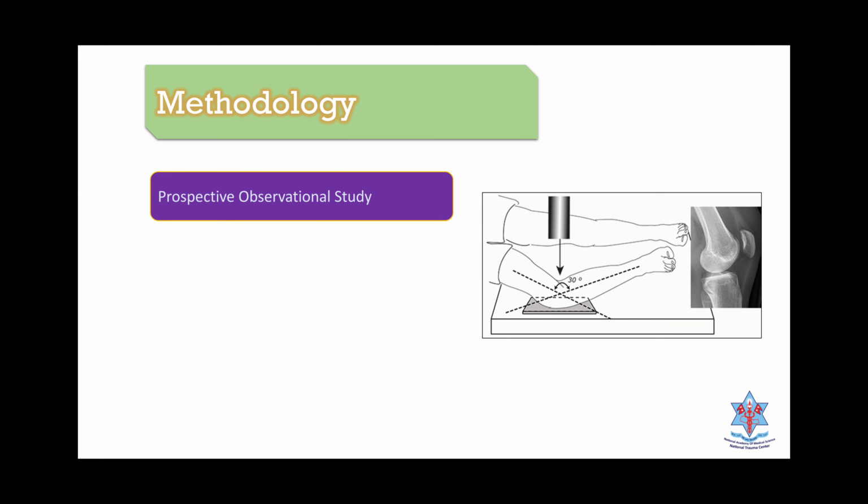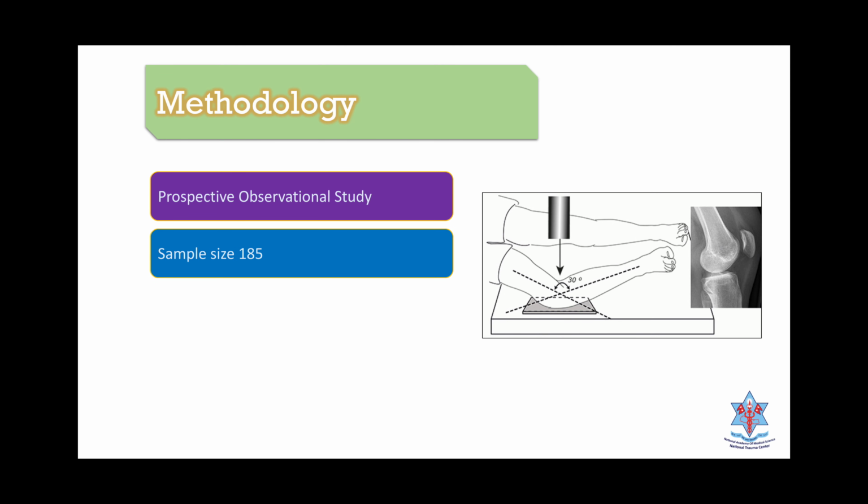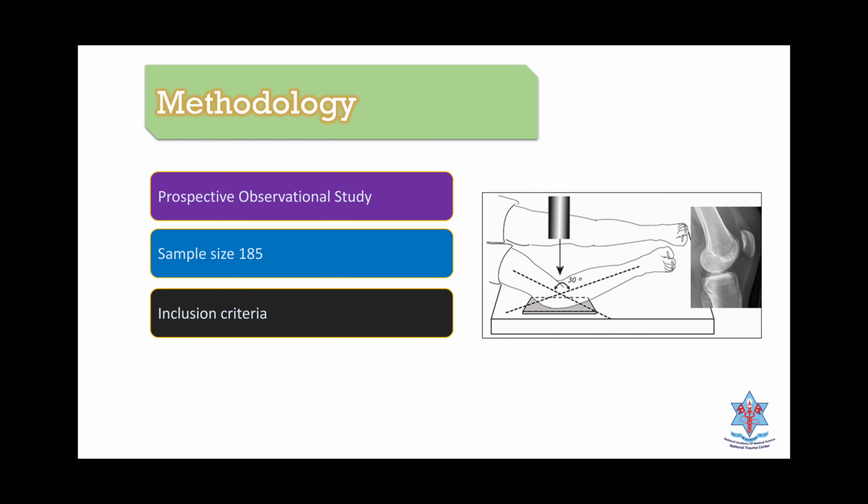It was a prospective observational study with a sample size of 185. The inclusion criteria were those people presenting to the outpatient or the emergency department with minor injuries around the knee, and the exclusion criteria were those with fracture dislocations around the knee or those with advanced osteoarthritis evidenced radiographically.